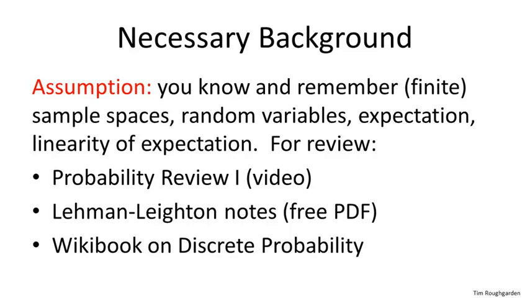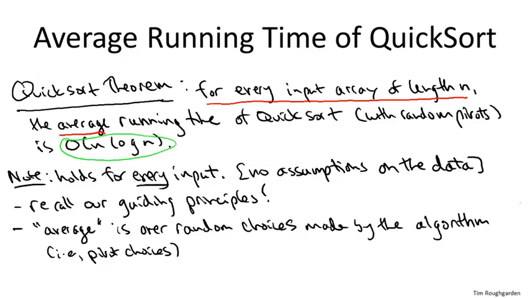Okay, so after you've got that fresh in your mind, then you're ready to watch the rest of this video, and in particular, we're ready to prove the following theorem stated in the previous video. So the quicksort algorithm with a randomized implementation, that is where in every single recursive subcall you pick a pivot uniformly at random, we stated the following assertion: that for every single input, so for a worst case input array of length n, the average running time of quicksort with random pivots is O of n log n.